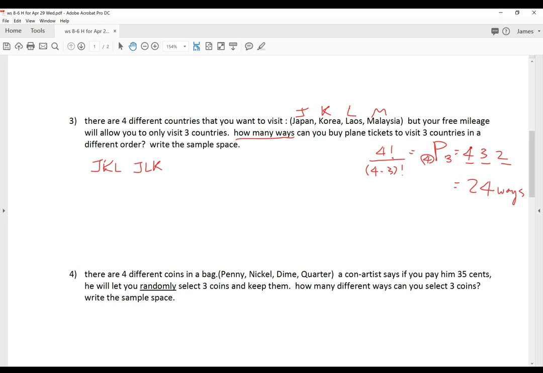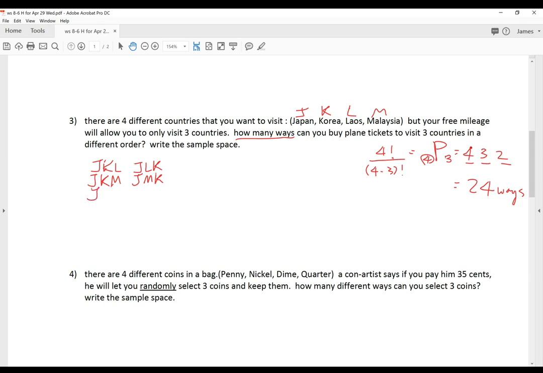Now you have to write all 24 in the sample space. So we already started with the first two, JKL and JLK. If you switch the KL to LK, it's different countries, different plane tickets. So what if you start with the J and I'm just going to finish up all the J's. What if you didn't choose L? What if you chose Malaysia? It's a different plane ticket. And then same thing if I trade the two letters at the end, it's a different situation. And then there is one more.